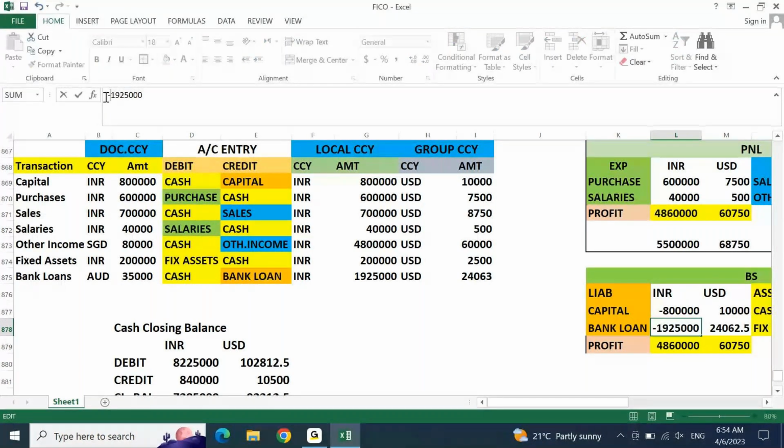If you get profit, is profit positive or negative? Profit is also negative. All right. Similarly, for dollars, I'll update the same.